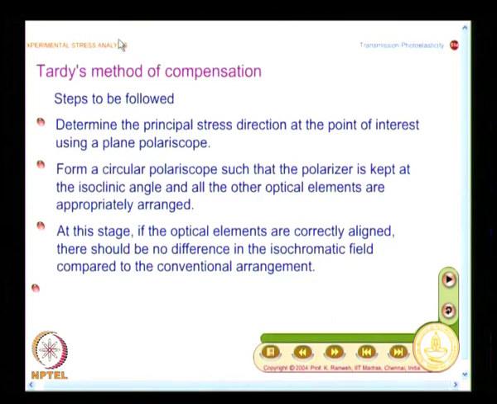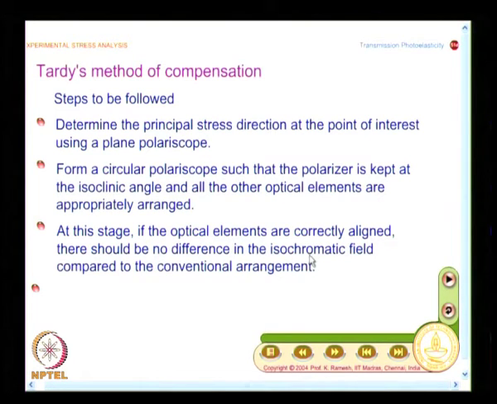And as in any compensation technique, you will have to find out the principal stress direction at the point of interest using a plane polariscope. Your interest is only to find out fringe order n, but you also have to find out theta. The second step is to form a circular polariscope such that the polarizer is kept at the isoclinic angle and all the other optical elements are appropriately arranged. And if you do not align the elements properly, there would be distortion in the isochromatic field.